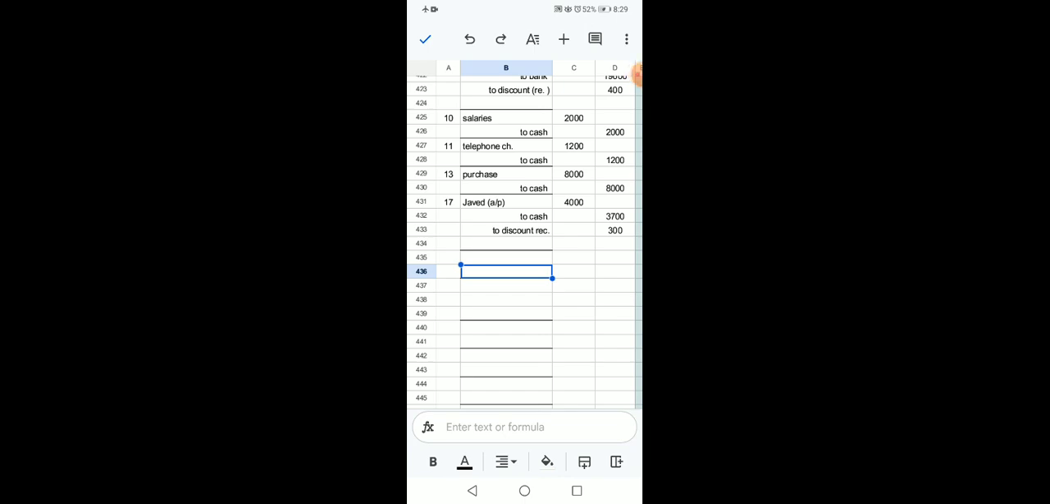Now let's see what the next entry is. We have entry number 19. What is it saying? Withdrawn from bank for business use. What is the entry saying? Withdrawn from bank for business use. You have drawn an amount from the bank for business use.